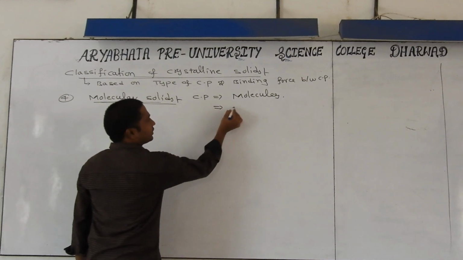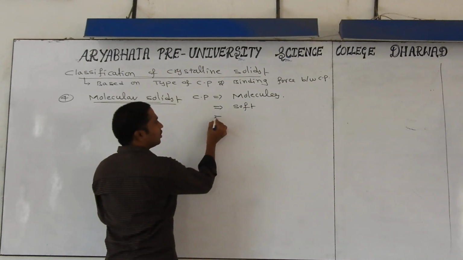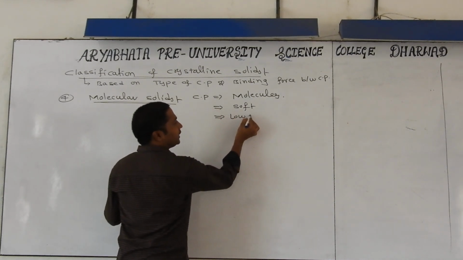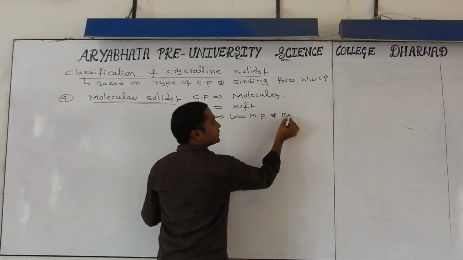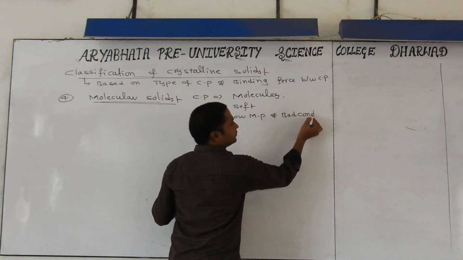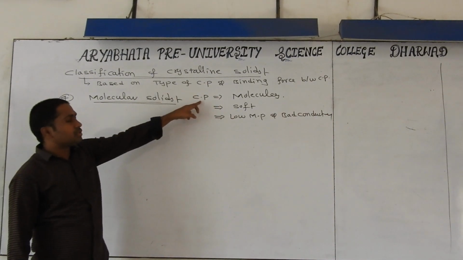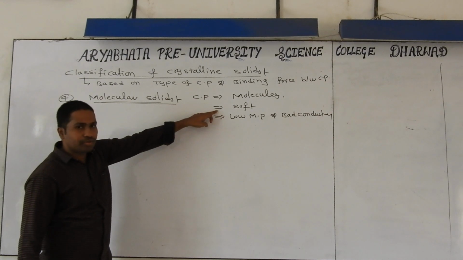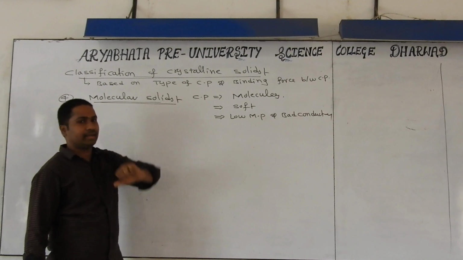And what is the nature? They are soft. Soft means they have a low melting point. And they also act as bad conductors. To summarize: the constituent particles are molecules, they have a soft nature, a low melting point, and they almost always act as bad conductors.